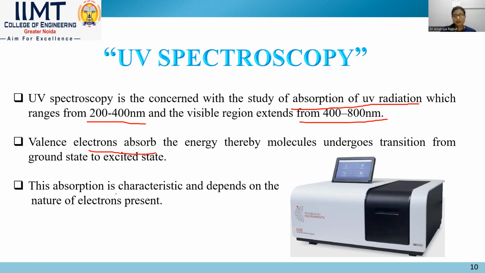This absorption is characteristic and depends on the nature of the electron, because molecules have two types of electrons, sigma and pi, so the absorbance of the molecule also depends on the nature of the electrons.